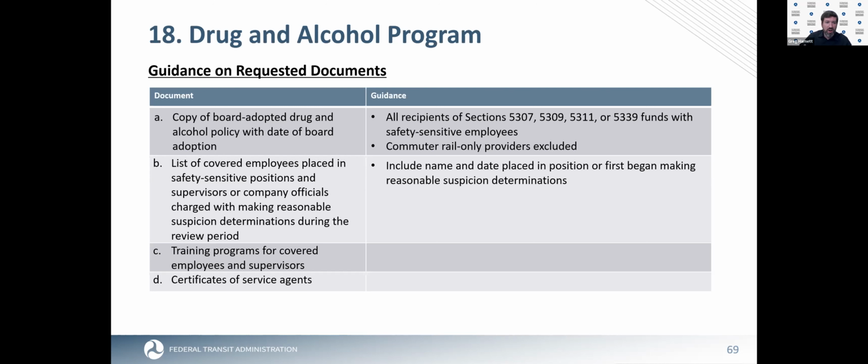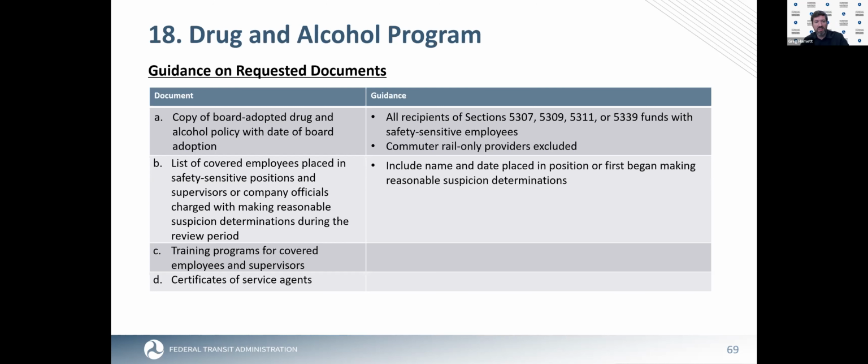Item B, the RIR is asking you to provide a list of covered employees that are in those safety-sensitive positions. And also, that list of employees should identify any supervisors or other officials within your organization that are charged with making reasonable suspicion determinations. I'll talk right now actually a little bit more about reasonable suspicion in the context of item C here.